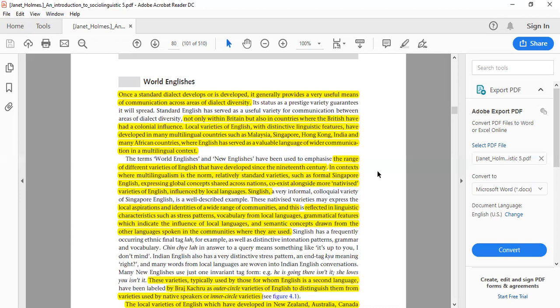World Englishes is sometimes used as New Englishes as well. These two terms are both used, sometimes World Englishes or sometimes New Englishes. Nowadays people use New Englishes because if you search the recent research work of different researchers, they're using New Englishes as well, in World Englishes.